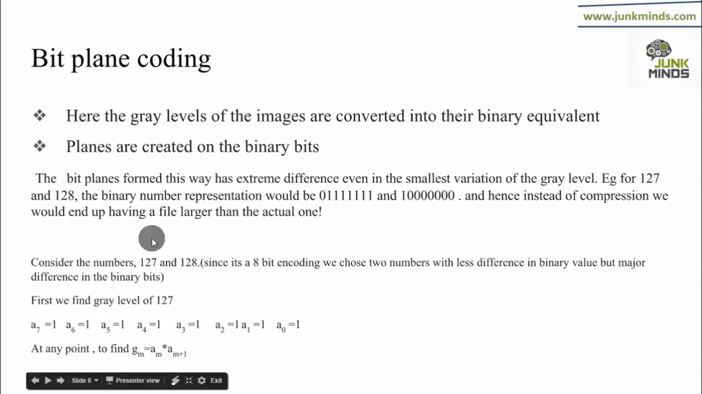For example, since we are considering 127 and 128, first what we do is, rather than using the binary level, we find the gray code. How is the gray code found? Gray code is found using this formula: g of m equals a of m XOR a of m plus 1. So g of 0 would be a of 0 XOR a of 1, which means 1 XOR 1 would be 0.